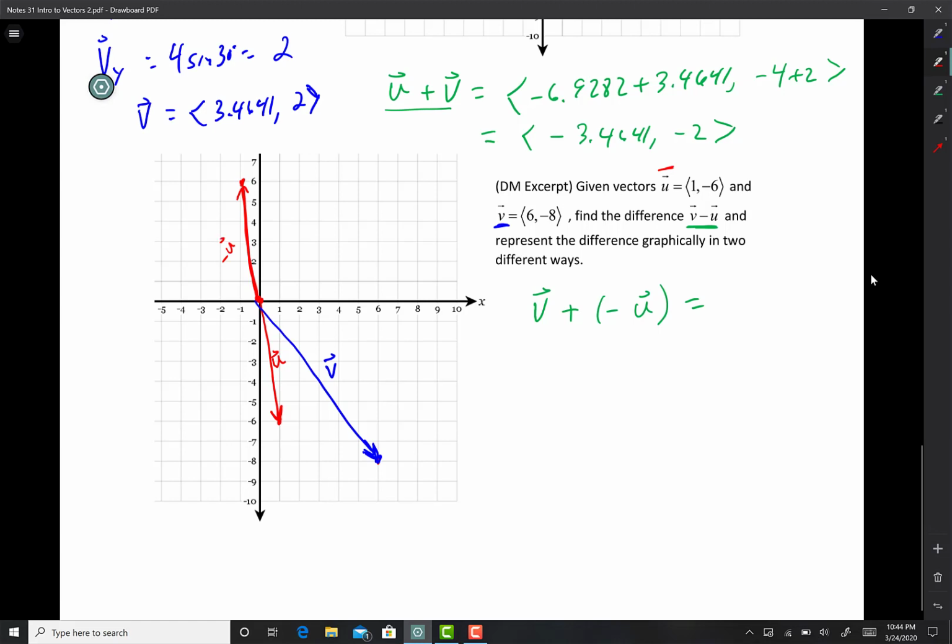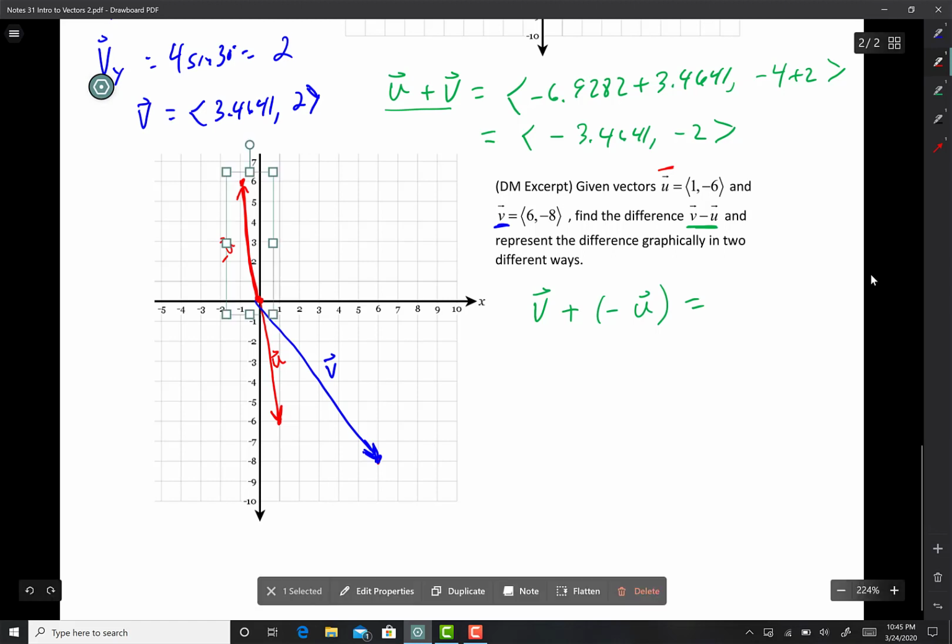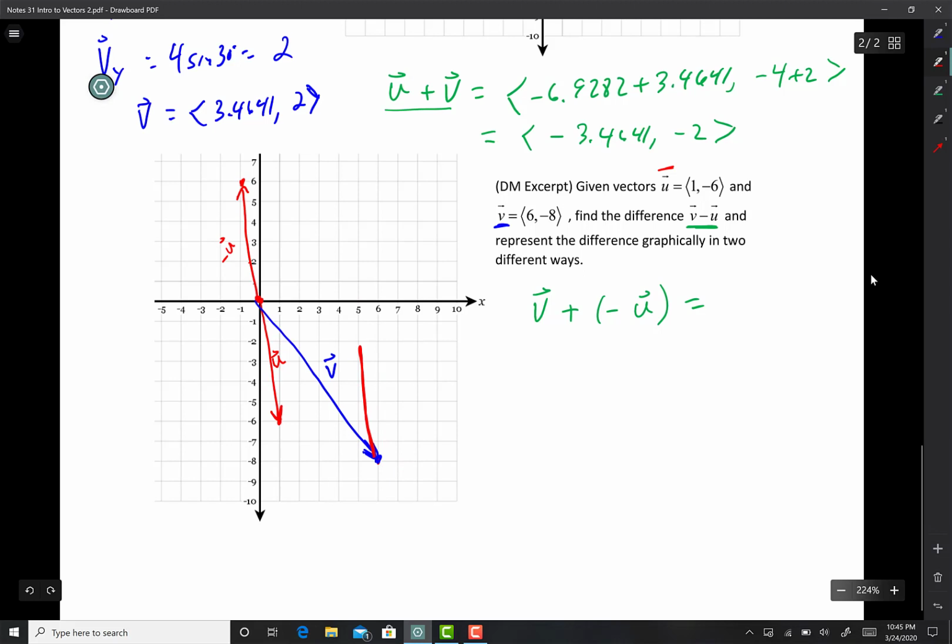So how do you add? Well, head to tail, head to tail. So when you add V plus that negative U, you slide this guy. Let me see if I'm able to slide it. All right, so there it is. So what is my resultant vector? My resultant vector is this guy right here. That's my resultant vector. So that's method 1.